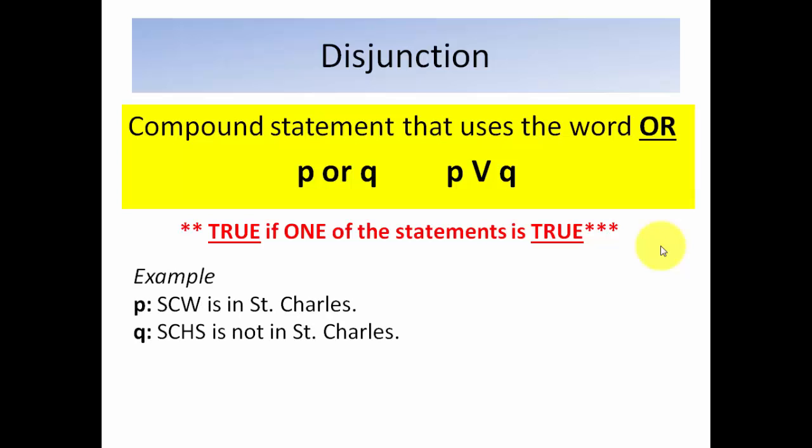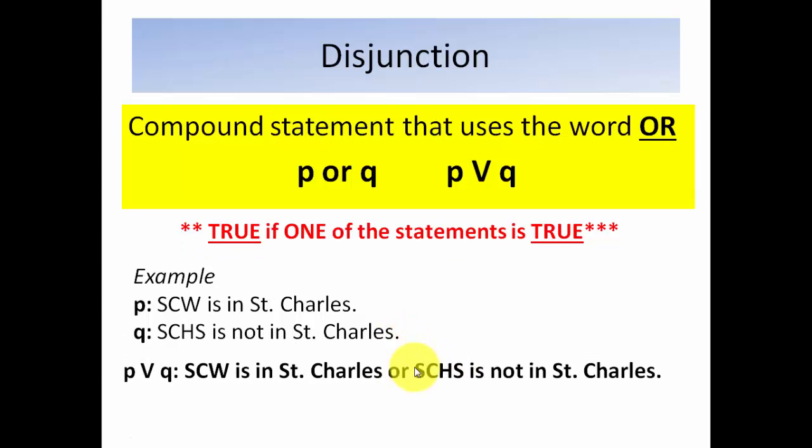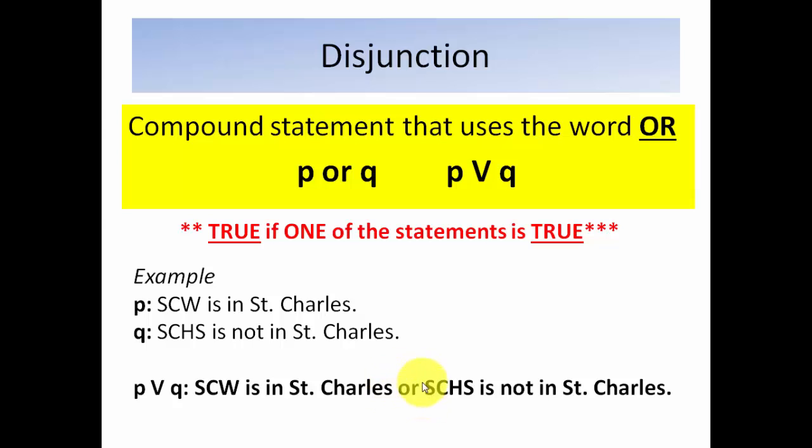Statement P says St. Charles West is in St. Charles. Statement Q says St. Charles High School is not in St. Charles. So P is true and Q is false. Let's go ahead and write the disjunction. When you write the disjunction, all you have to do is put in the word or between the two statements. So St. Charles West is in St. Charles, or St. Charles High School is not in St. Charles. Now for the truth value, since one of the statements is true, the first one, P, that's going to make the whole thing true.